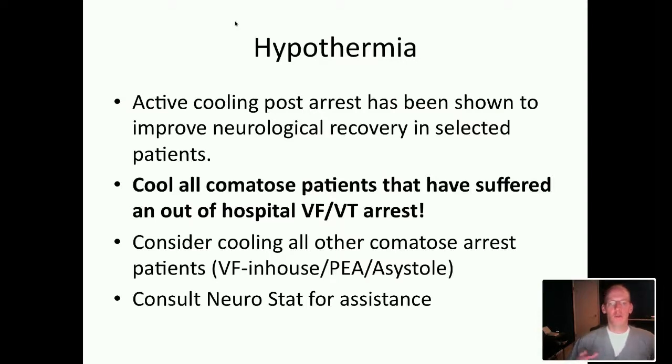So cool all comatose patients that have suffered an out-of-hospital VT or VFib arrest. These are the strongest recommendations. So an otherwise healthy patient on the outside who has a VFib, VT arrest, the best chance at neurological recovery is going to be cooling. You can consider cooling in all other comatose patients. So VFib in-house arrest, PEA, asystole, both in and out of hospital arrest. You can consider cooling in these patients. Once again, always in out-of-hospital VFib, VT, considering all the others.